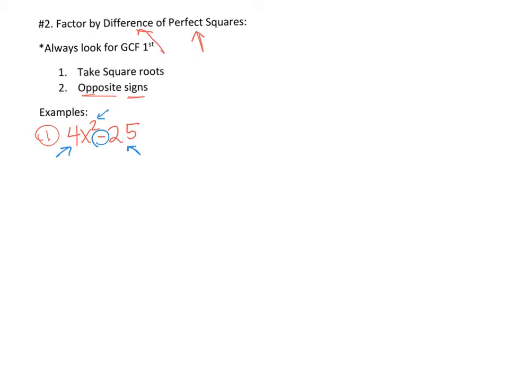Okay, so now that it indeed is the difference of perfect squares, I'm going to take the square root. So the square root of 4 is 2. The square root of x squared is x. The square root of 25 is 5. And I'm going to give one a plus and one a minus. That's what I mean by I'm going to make opposite signs. So I square root it all. One gets a plus, one gets a minus. It doesn't matter the order in which I do those.